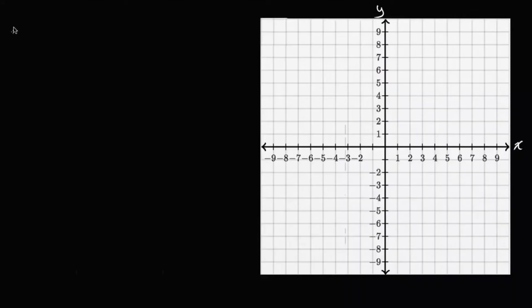What I'd like to introduce you to in this video is the idea of a linear equation. And just to start ourselves out, let's look at some examples of linear equations. So for example, the equation y is equal to 2x minus 3. This is a linear equation. Now why do we call it a linear equation?